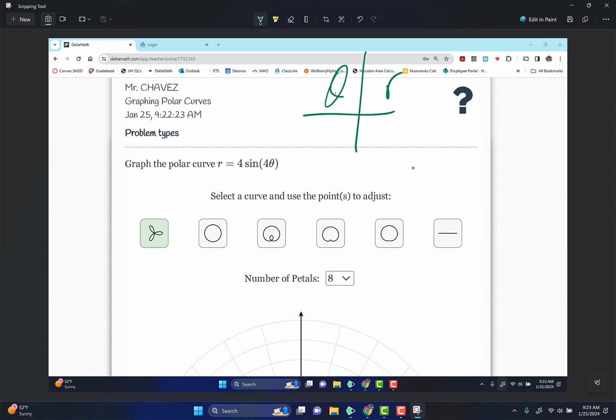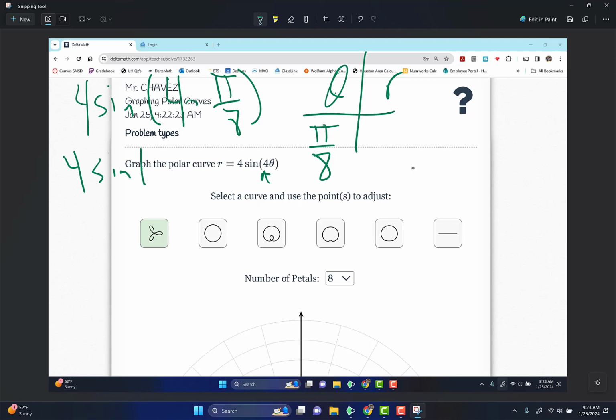Theta, I'm choosing pi over 8. Why? As soon as I see a 4, I'm going to put an 8 in the bottom. So look. If I go 4 sine of 4 times pi over 8, 4 goes into 8 twice. So I get 4 sine of pi over 2. And that's just going to give me 4. Do you see how I did that?